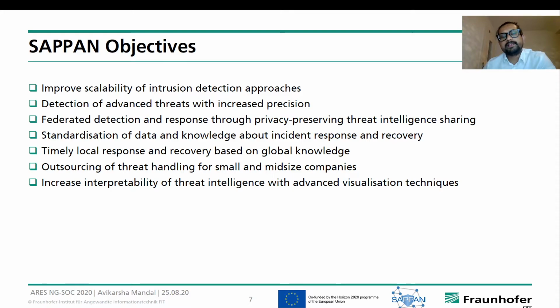So SAPPAN has 7 objectives, mainly to improve scalability of intrusion detection and also detection of advanced threats with increased precision, also federated learning and response through privacy preserving information sharing. Then the fourth one is standardization of data and knowledge about incident response and recovery, and local response and recovery based on global knowledge in time. Also outsourcing the threat handling for small and mid-sized companies, and finally increasing the interoperability of threat intelligence with advanced visualization techniques.